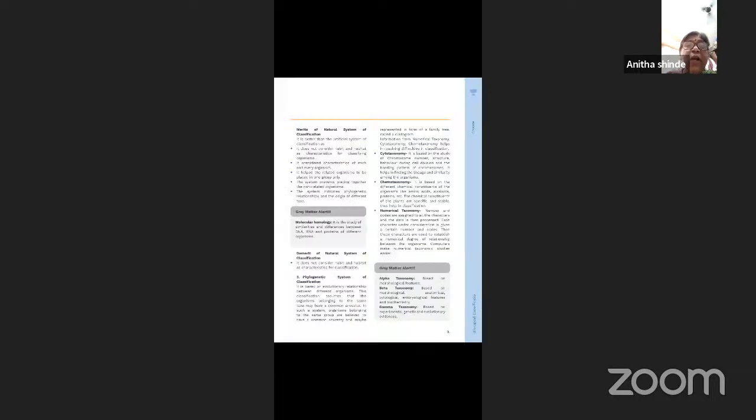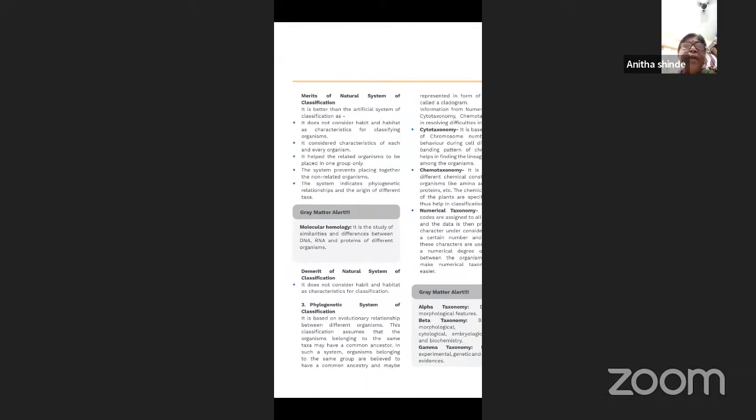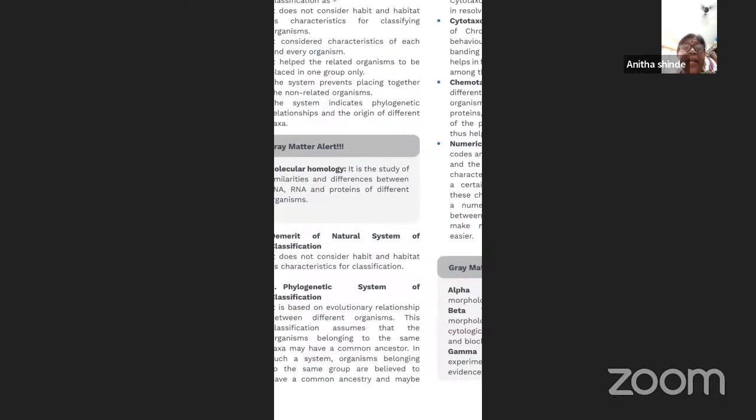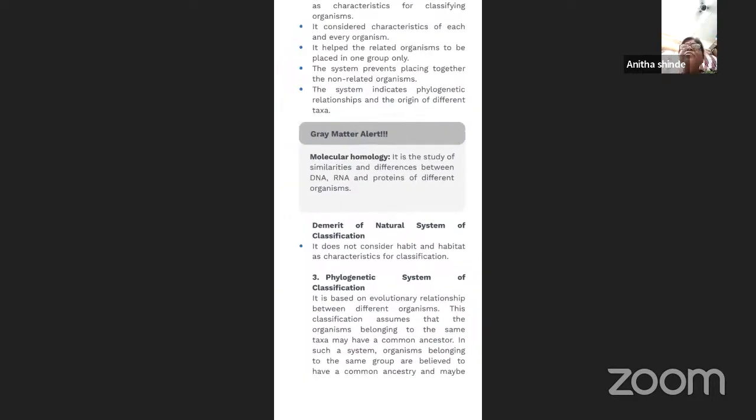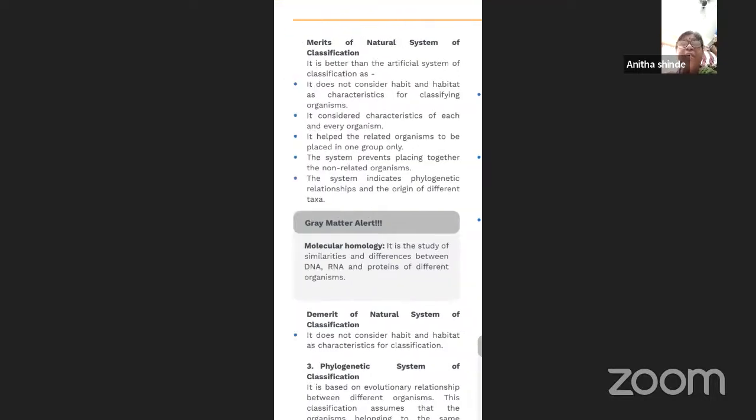Now coming to the demerits. Apart from the merits, you also have the demerits. The demerit is that it did not consider the habitat as a characteristic for classification. That is why they disregarded this. No doubt they considered the characteristics of each and every organism, and put only closely related organisms into one class and excluded the non-related organisms. And though the system indicated the phylogenetic relationship, their ancestral relationship, the only drawback is that they did not consider the habitat. That is the reason why, to some extent, they disregarded this natural system.